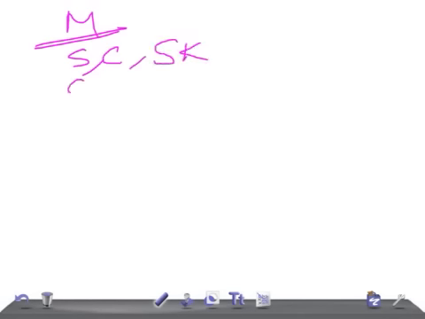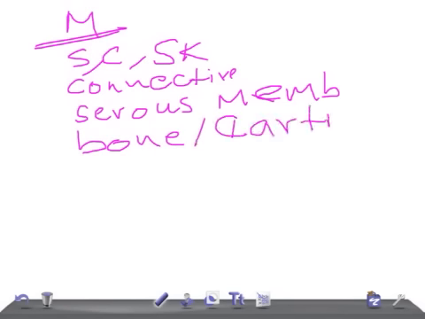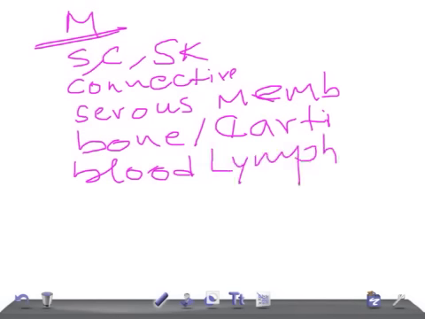So let me move on to the next important one, that is the mesoderm. Mesoderm is nothing but the muscles that arise from this. The muscles are smooth muscles, cardiac muscles, and skeletal muscles. Then the connective tissue, all serous membranes, bone and cartilages, then blood, lymph, cardiovascular organs.